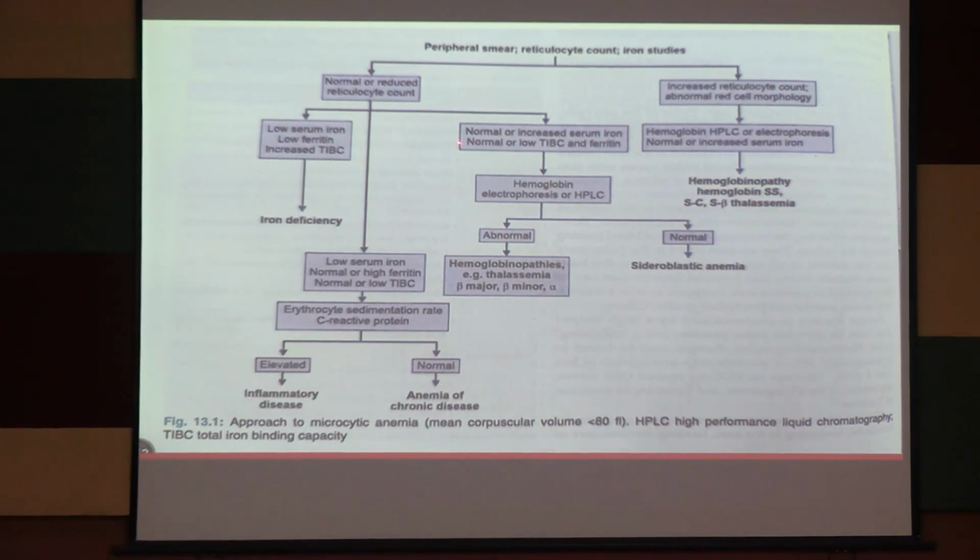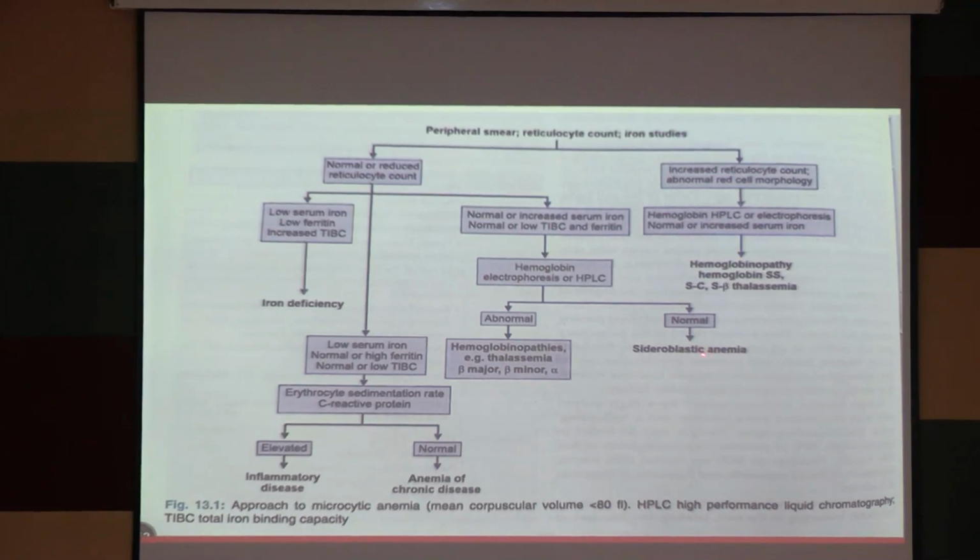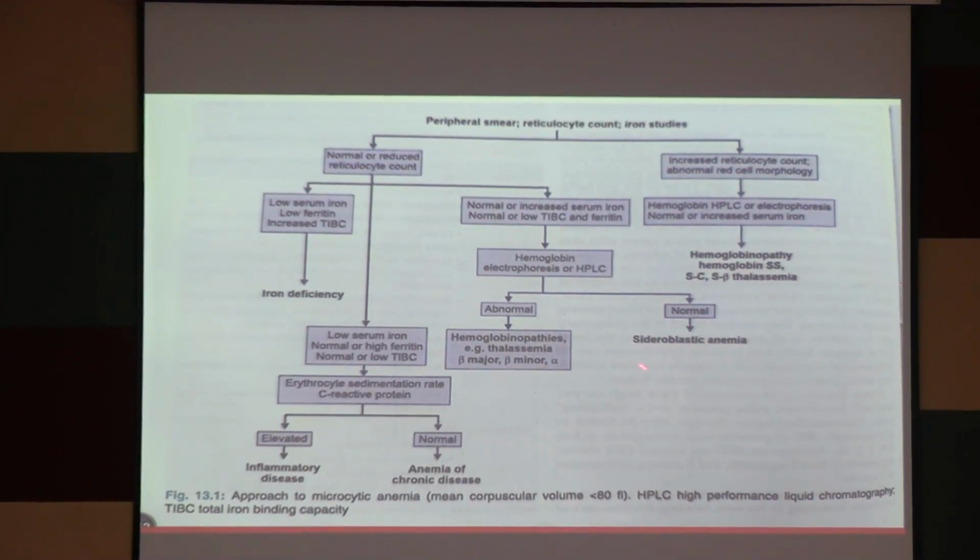If there is normal or increased serum iron, normal or low TIBC and ferritin, hemoglobin electrophoresis or HPLC is to be done. If HPLC is abnormal, it is hemoglobinopathies. Example, thalassemia, beta major, beta minor, alpha thalassemia. If HPLC is normal, it may be sideroblastic anemia.